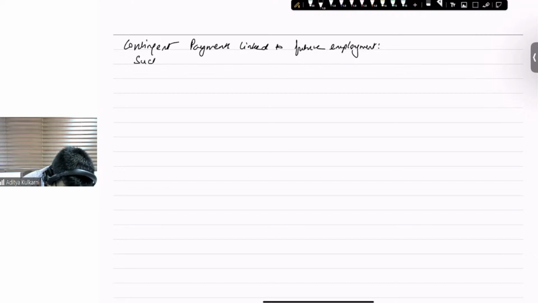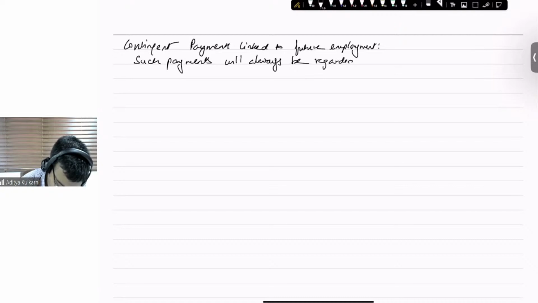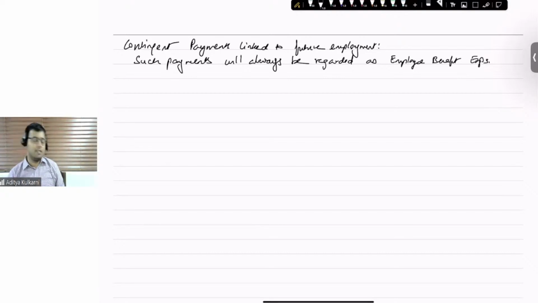So now, contingent payments linked to future employment, such payments will always be regarded as employee benefit expenses and not as PC, not as purchase consideration. Is it okay? Yes. All right.